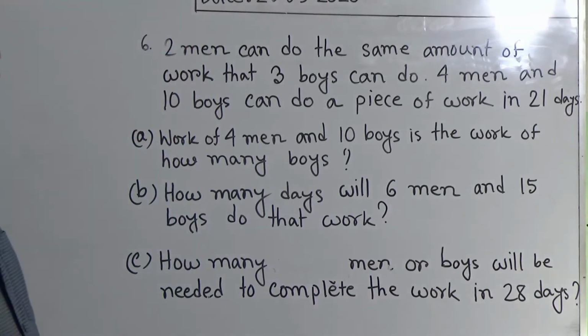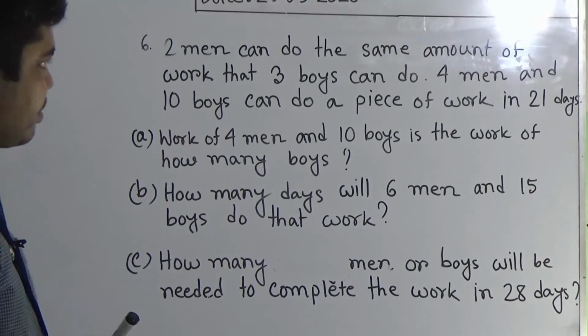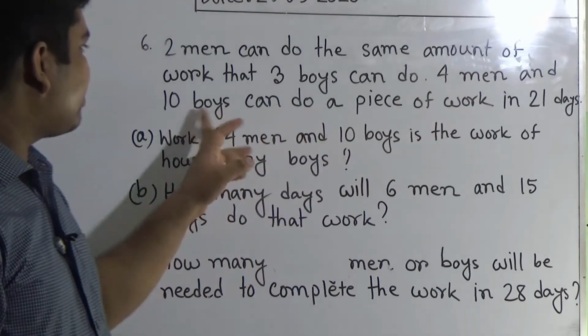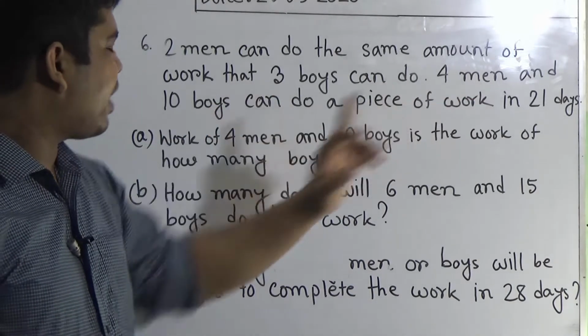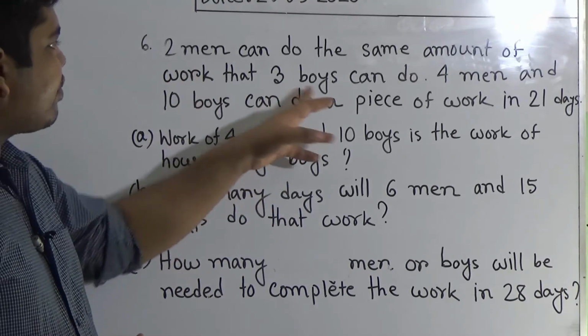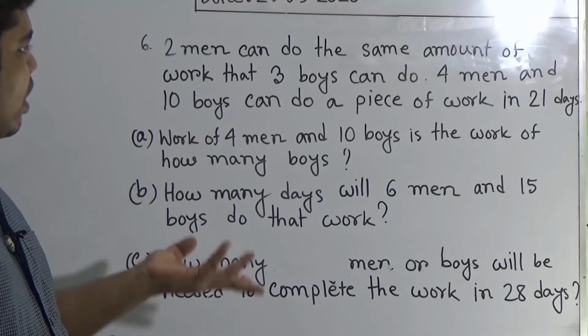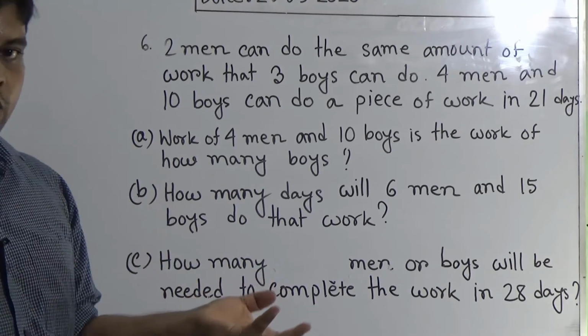Dear students, in question number A we have already found that the work of 4 men and 10 boys equals the work of 16 boys. But in this question we shall find out that the work of 3 boys equals the work of 2 men. After that, the work of 1 boy is equal to the work of how many men?